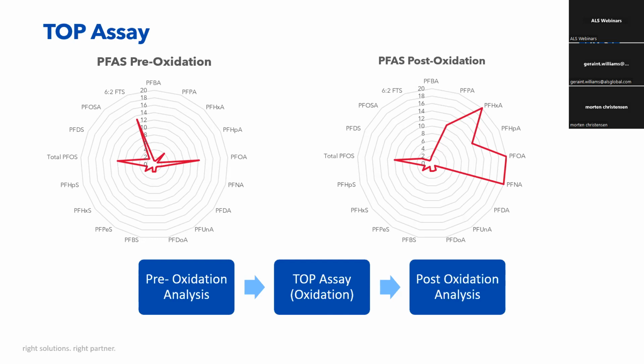So if you compare the first radar plot with the second radar plot, you get quite different data. You get an indication of the changes that can happen in the environment, and this is where the TOP assay really comes in. The difference between the two sets of data provides an indication of the precursors that might be present. Visually, it's quite helpful to see it like this. But that's the main advantage of TOP assay. It gives you that indication about future liabilities of sites.